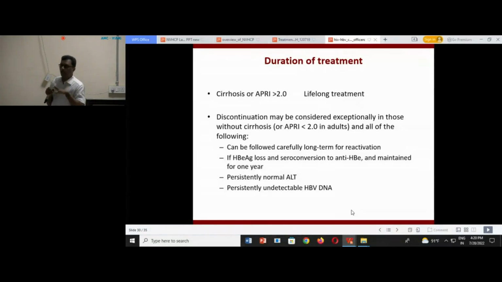So right now, WHO or any American guidelines also tell you have to give it lifelong till now. Probably in the near future, we are expecting a good drug where we can cure the disease. A lot of drugs are coming in the pipeline, but till now, for our control program, this is the strategy which we are using.